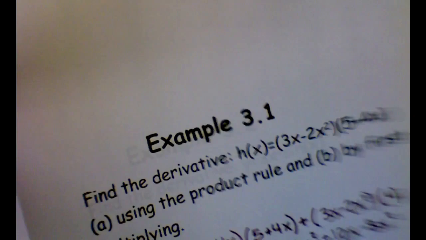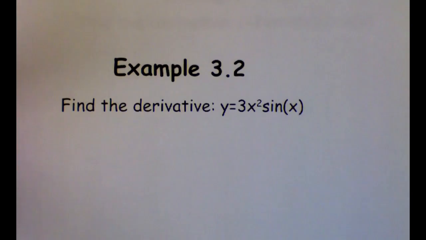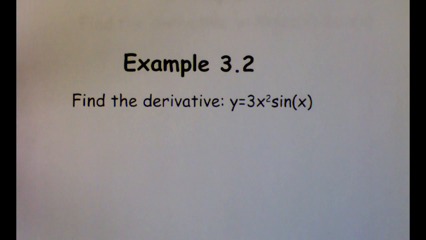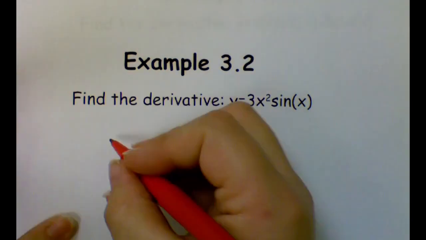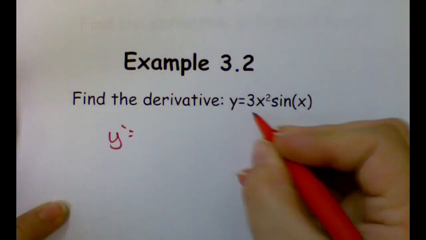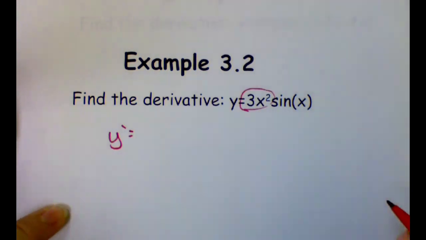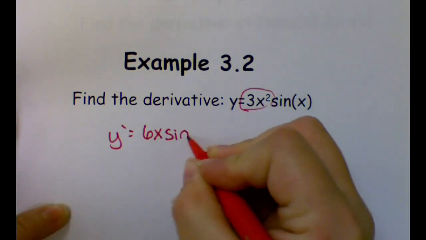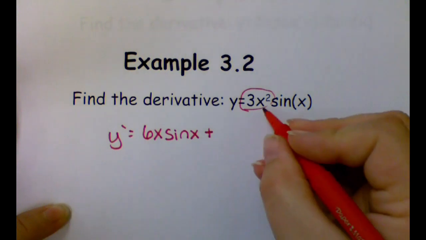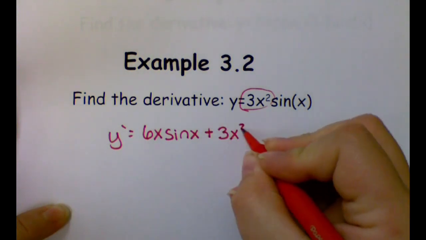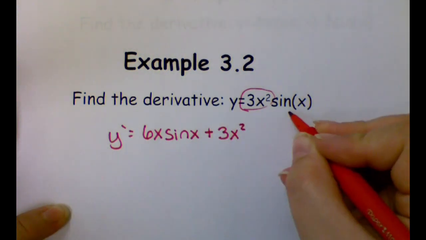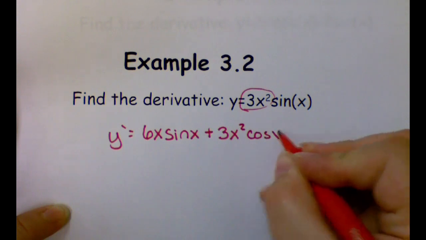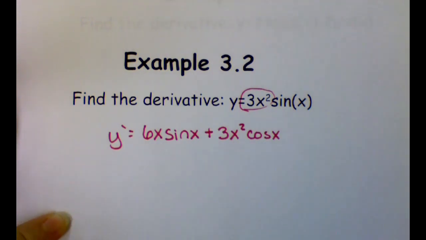Oops, I skipped one here. There we go. Now I need the derivative of 3x squared sine of x. We have two things multiplied together, so we need to use the product rule. y prime equals the derivative of the first part, which is 3x squared, so that'll be 6x, times the second part unchanged, plus the first part unchanged times the derivative of the second part. The derivative of sine of x is cosine of x. And there's no cleaning up necessary. There's nothing I can do. That's my answer.